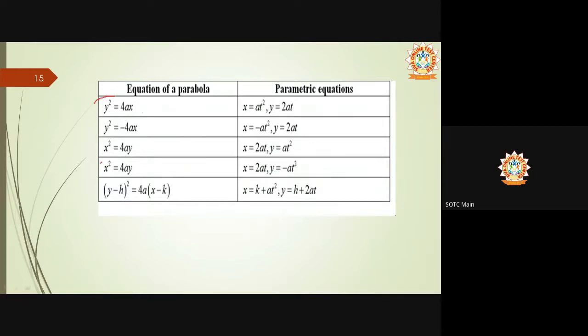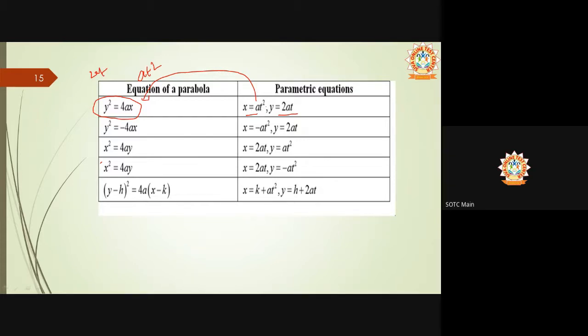In case of your parabola y square is equal to 4ax, x is equal to at square, y is equal to 2at. Now substitute x as at square and y as 2at. Tell me whether both are the same or not. Is this equation satisfying or not? All of you try to check.